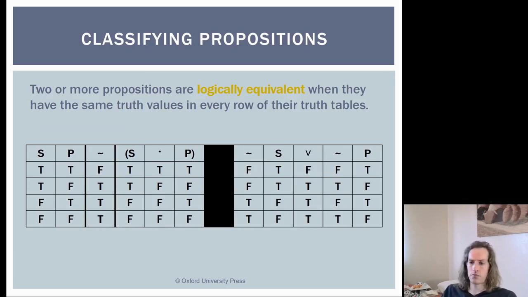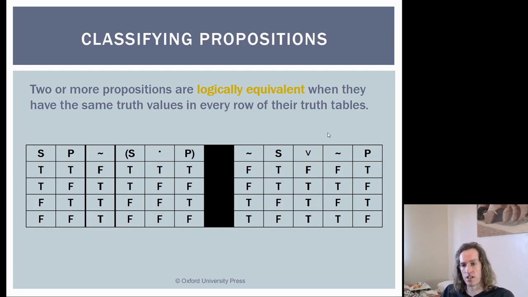All right. So next, 2 or more propositions. Now, here we're comparing 2 different propositions. There's this big black bar that's separating them out. On the left side here, we have our base columns with S and P. We only have 2 variables here, S and P. Our first proposition is, it's not the case that S and P. That's one of our propositions. And the other one is, it's not the case that S, or it's not the case that P.